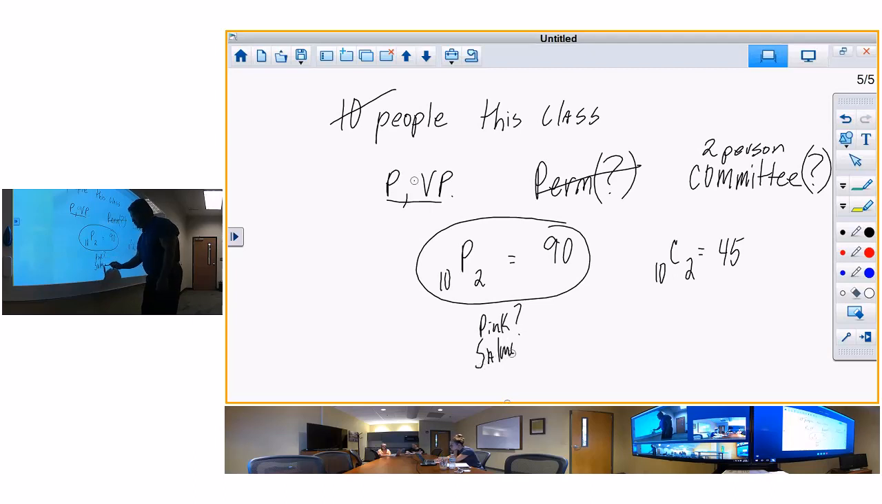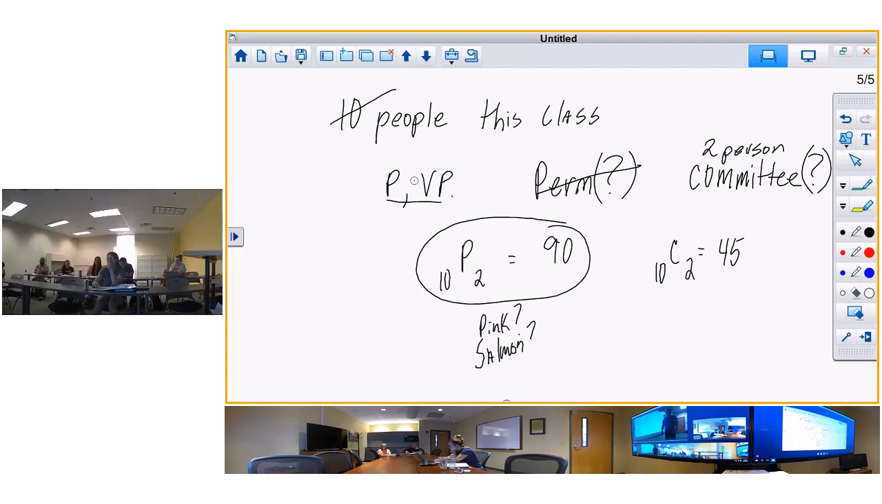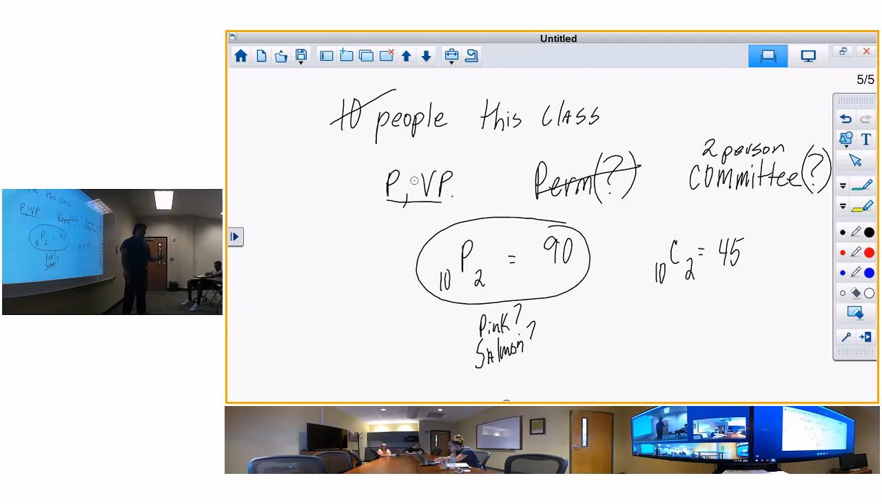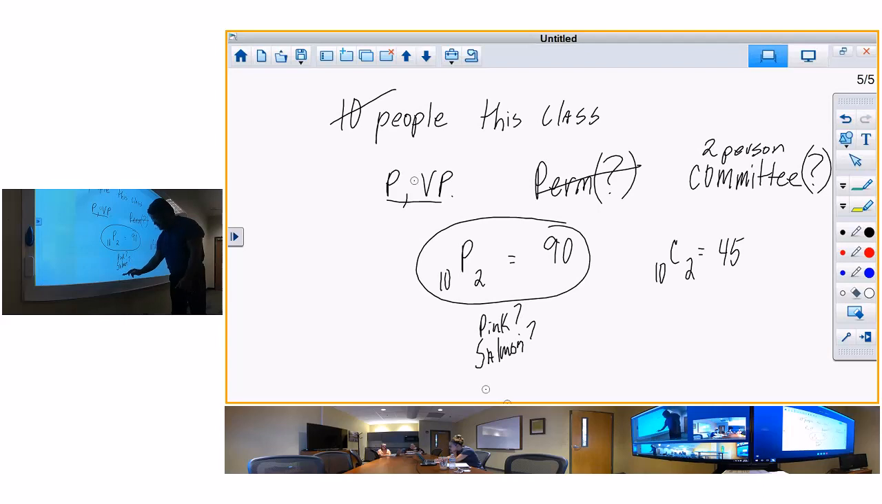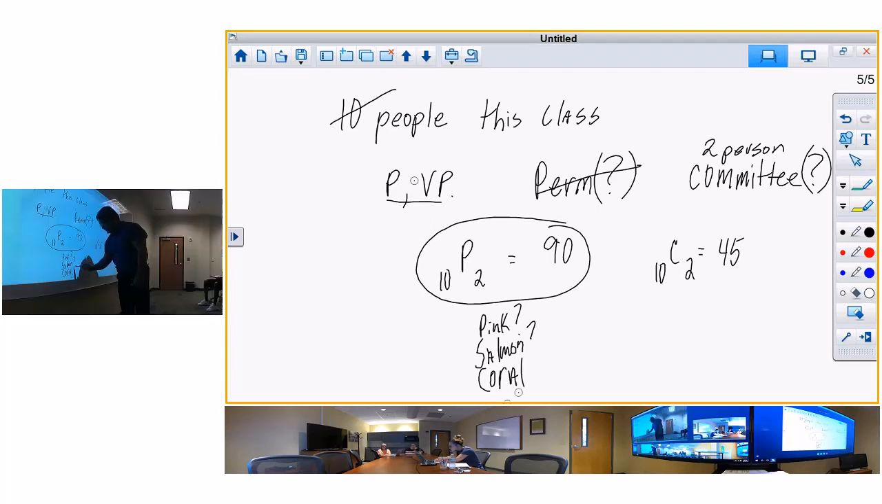I'm not going to pronounce this word because some people don't pronounce it the correct way. Salmon. Y'all seen that Snickers commercial where the guy goes, almond, almond, almond, and then he runs in the ditch? That's a funny commercial. Salmon. Coral. I don't even know how to spell coral. Is that coral? I don't know.